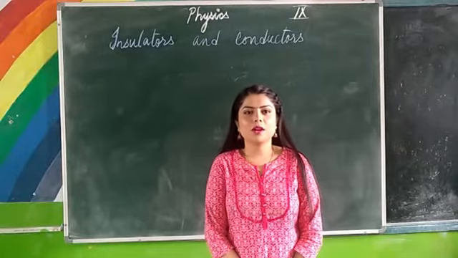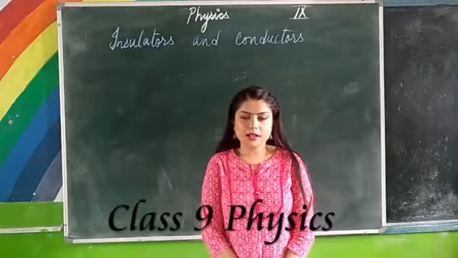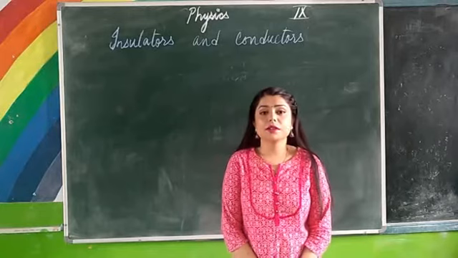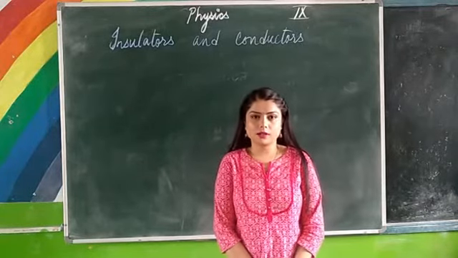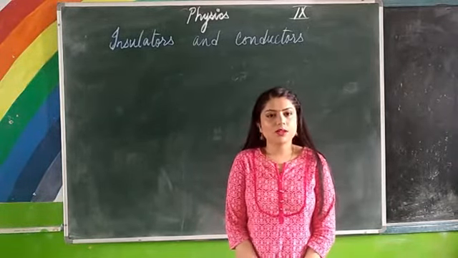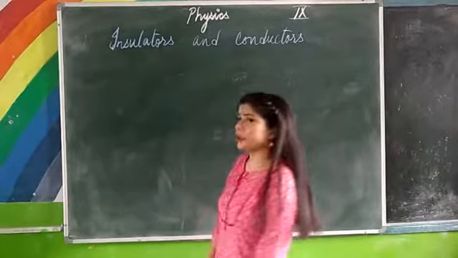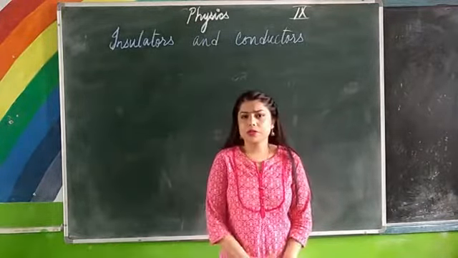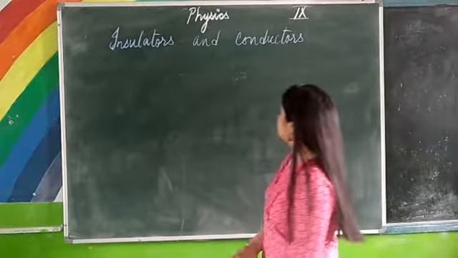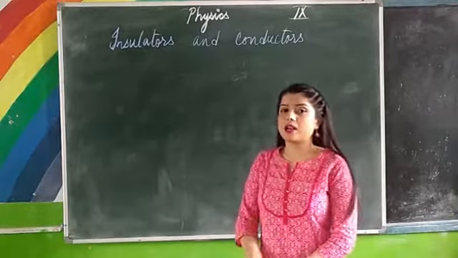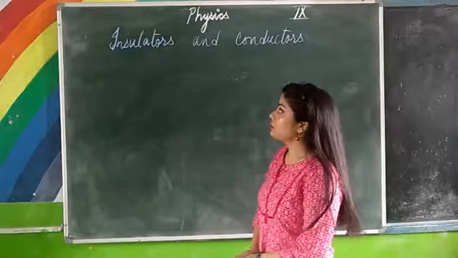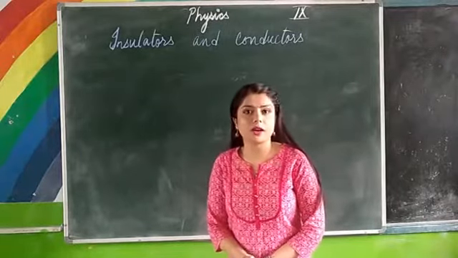Hello students, welcome back. In the previous class we discussed various instruments which are used in electric circuits. In today's class we will discuss conductors and insulators. As you already know, materials can be classified as conductors or insulators. Conductors are those in which current can flow easily, whereas insulators are those in which current cannot pass through.